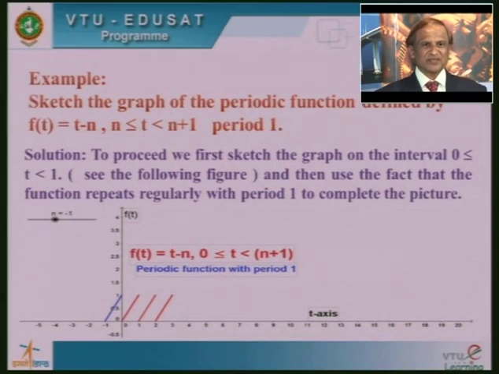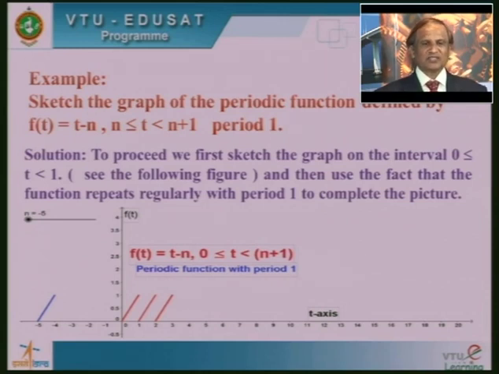In exactly the same way, suppose we are asked to sketch the graph of the periodic function defined by f of t is equal to t minus n, where t lies between n and n plus 1, with the period 1. It means that you can replace n by 0. So what you will get? f of t is equal to t, where t lies between n and n plus 1, which means between 0 and 1.